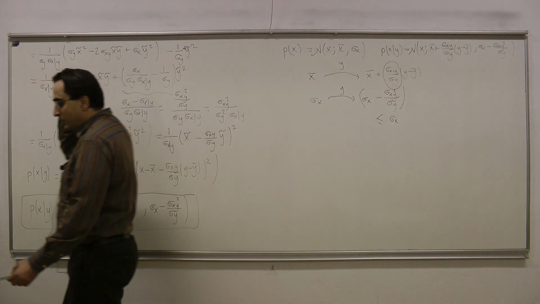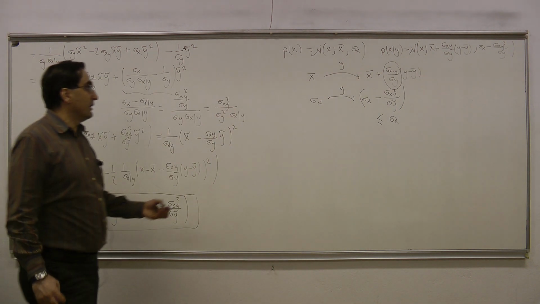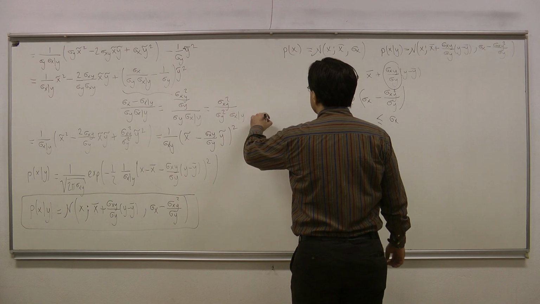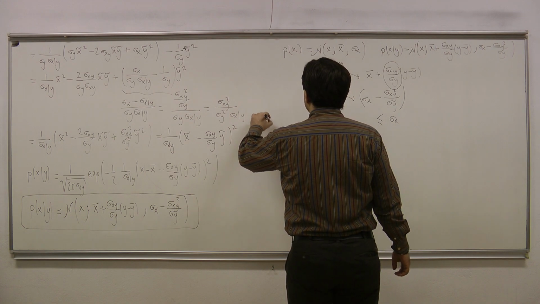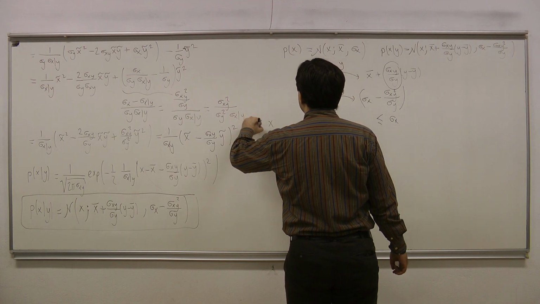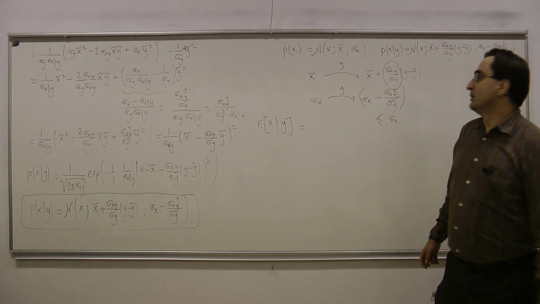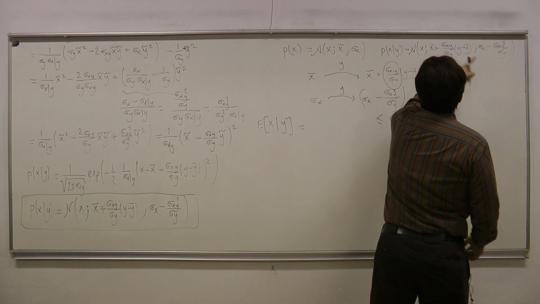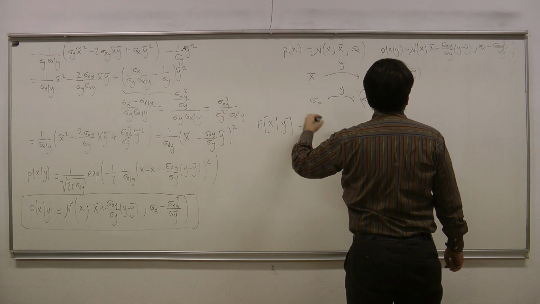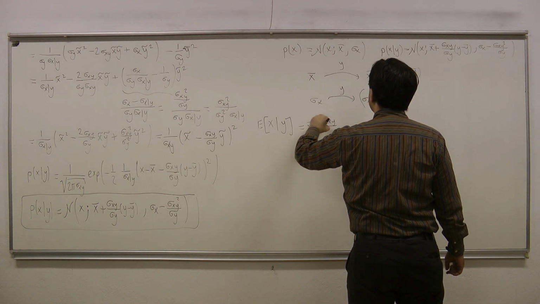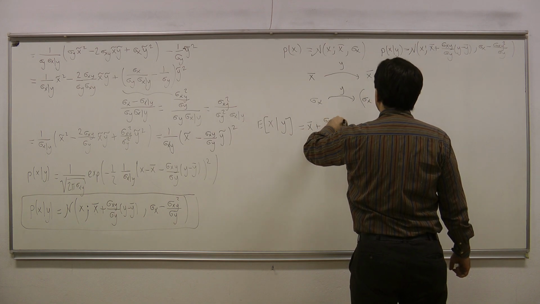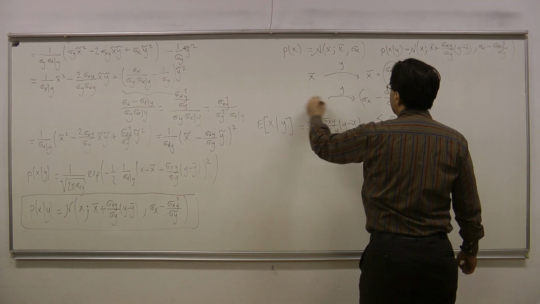Okay? So I can actually write the expected value of x given y. This is going to be equal to this formula here, x bar plus sigma xy over sigma y, times y minus y bar. Okay?